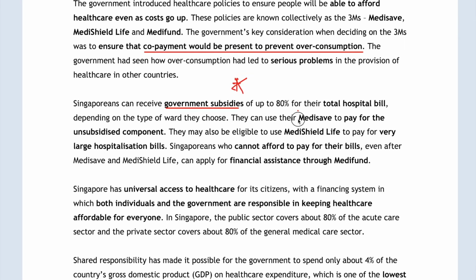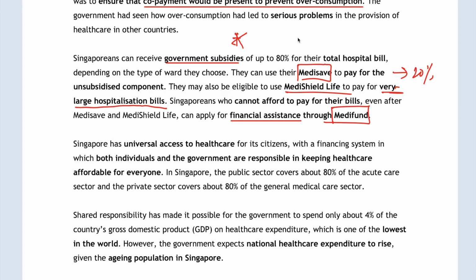So you can use MediSave to pay for the remaining 20%. Those who are eligible for MediShield Life can use it to pay for the very large hospitalization bills. And even after that, if you still cannot afford to pay after MediSave and MediShield Life, you can apply for financial assistance through MediFund. We'll talk more about what these three individual policies are. The key thing is don't get confused between each policy. That is a very, very sad thing to happen.